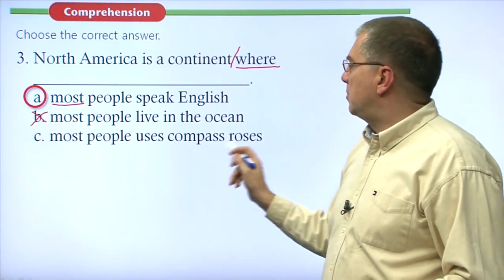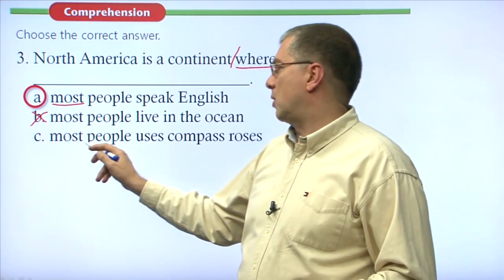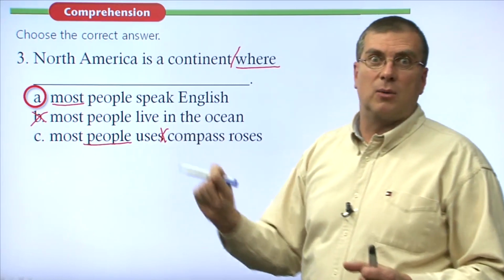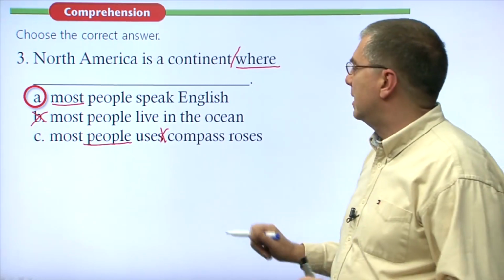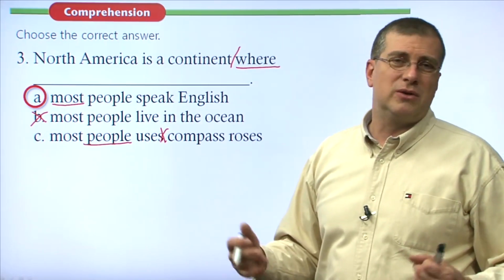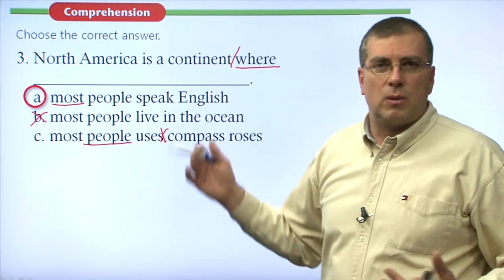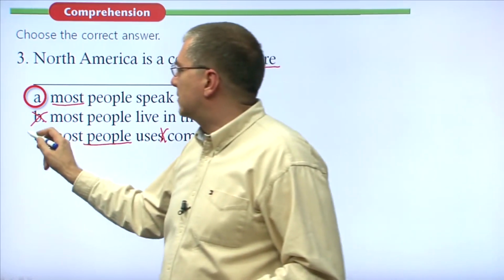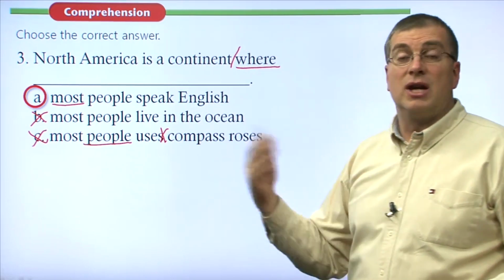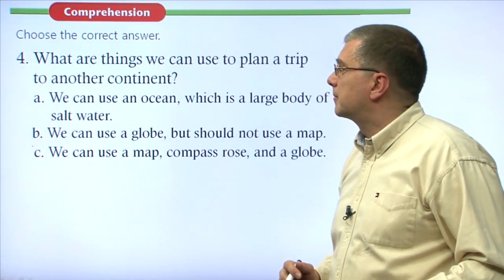C, most people uses compass roses. Well, first of all, we have a grammatical problem here. Most people should be use. So obviously right there we know C is incorrect, right? And it's very silly to say it's a continent where most people use compass roses. That has no connection to what we're talking about. So C is not a good answer either. So A, most people speak English. That's what we talked about in the reading passage. Let's move on to number 4.